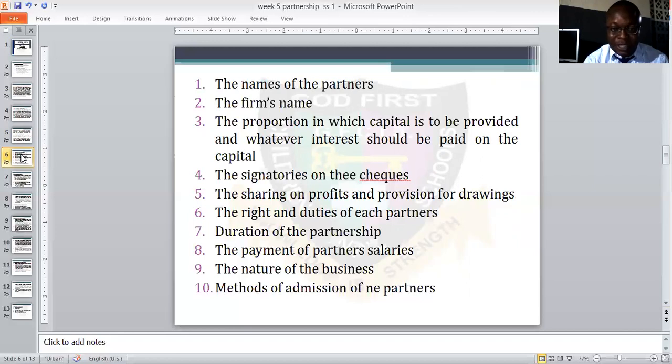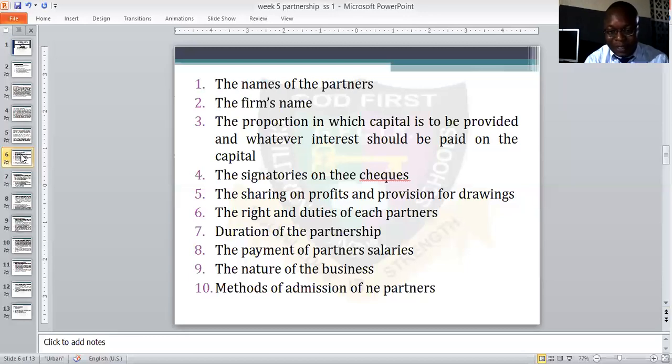That partnership business is not unique at all. Then the proportion of capital that needs to be provided by each partner must be in the agreement. The signatories to the account must also be in the agreement, and the profit sharing ratio must be in the agreement.